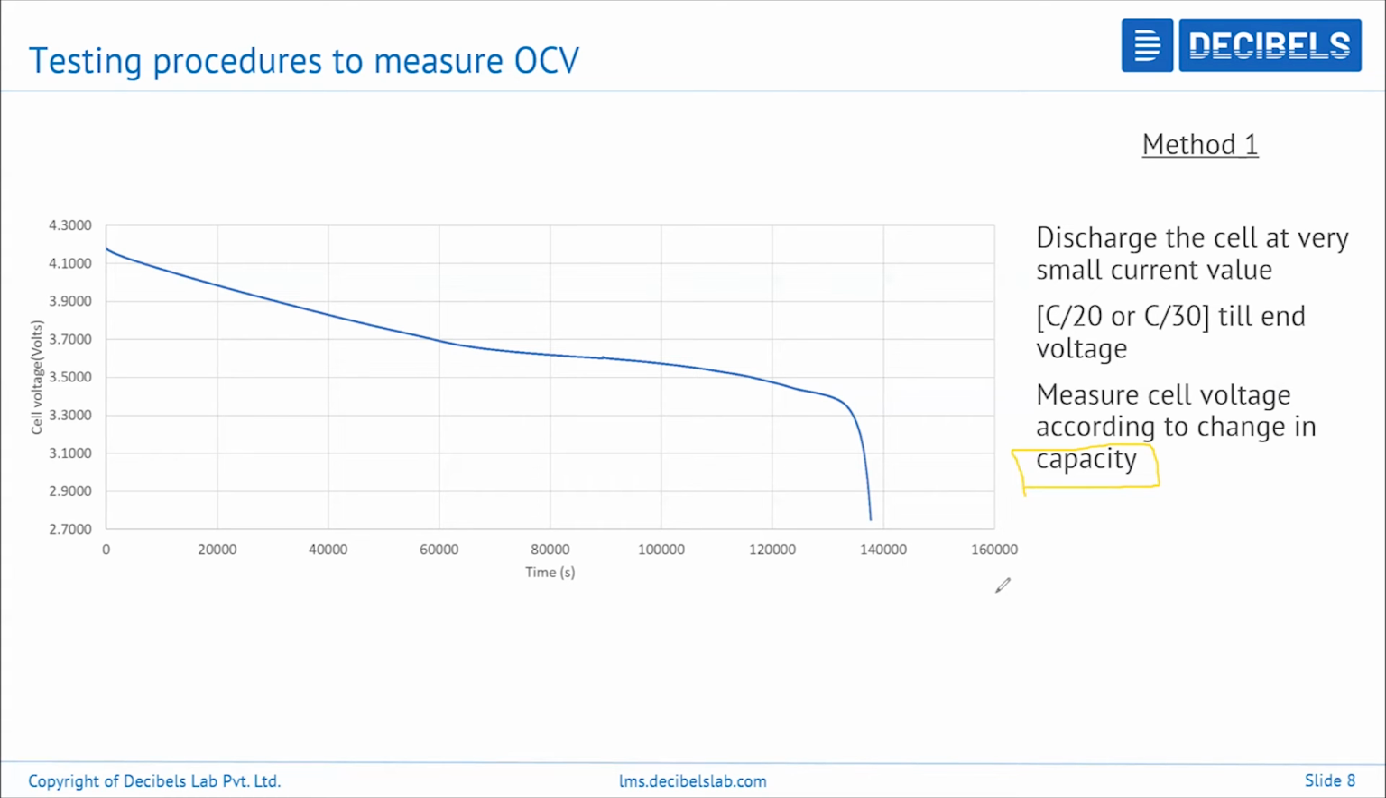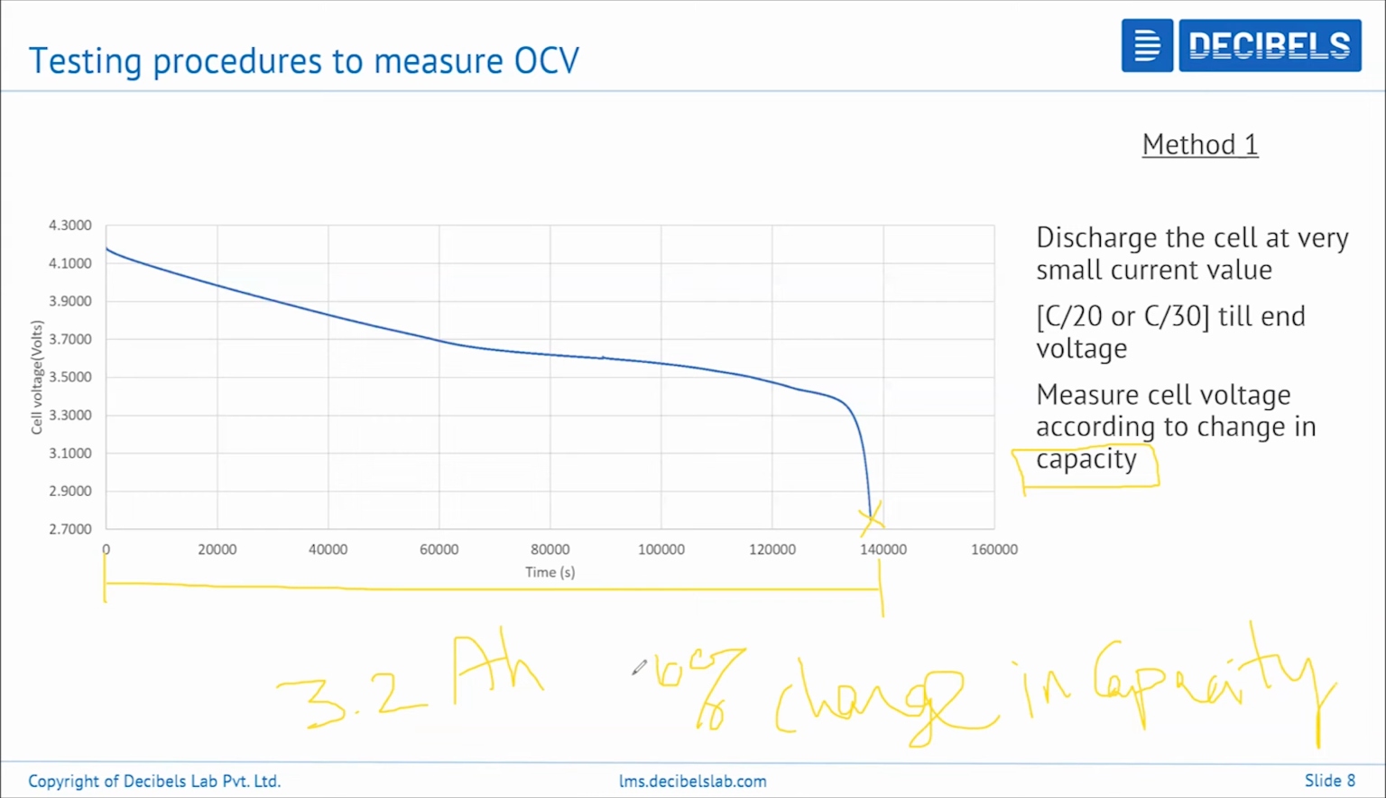Once the testing is completed, you'll have accumulated some capacity at the end. Throughout the discharge, some ampere hours will be accumulated, say, for example, 3.2 ampere hours. This is just an example value. So for every 10% change in capacity, we can record the voltage. It can be 10%, or it can even be a 5% change, or even a 2% change. That is purely left to the R&D team, what kind of value they want to choose, based on how much capacity or how many ampere hours have changed from the start point.